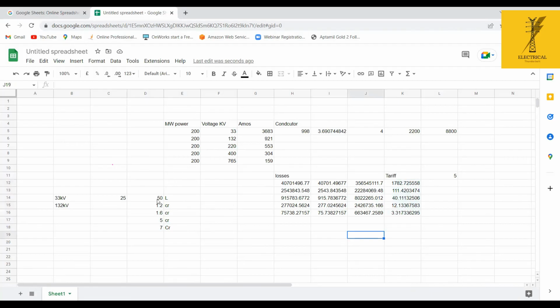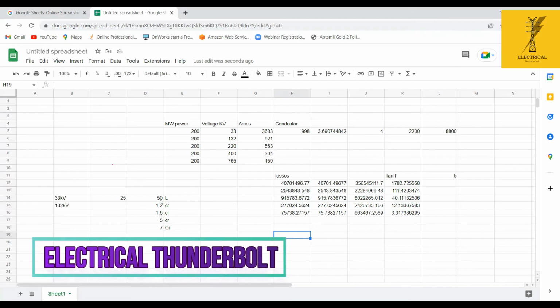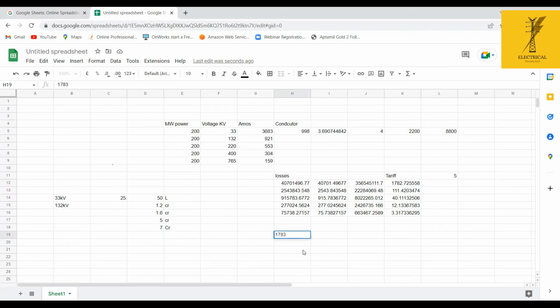Now let's compare this with 33 kV. If I am going for 33 kV, what is the total cost? 1782 million plus 0.5 million, so total 1783 million is my cost for 33 kV. If I am going for 220 kV, I am investing 1.6 crores. So how much more am I investing? 1 crore, I am investing 1 crore more.